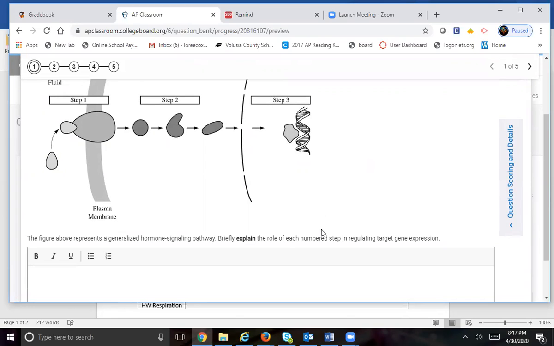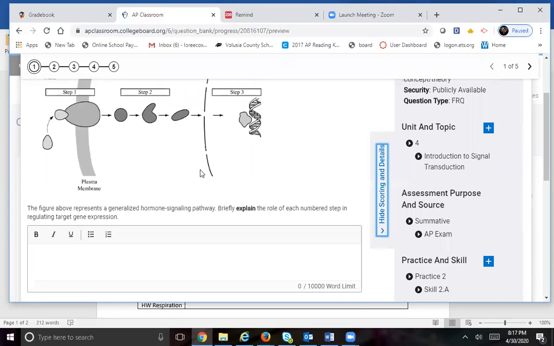It says, the figure above represents a generalized hormone signaling pathway. Briefly explain the role. Explain, right here, the word, very important, explain. Doesn't mean state, it means explain what's happening. In each of the numbered steps and regulating gene expression, okay? So gene expression means formulating a gene.